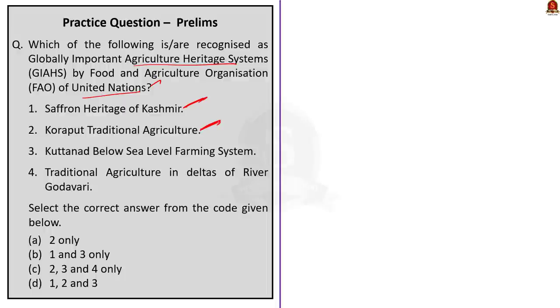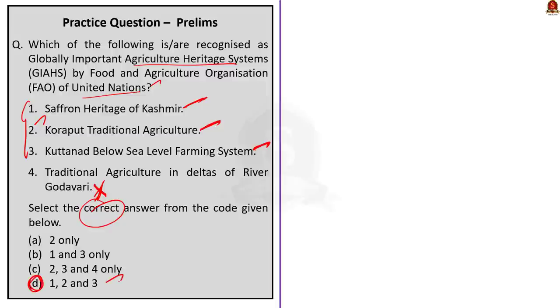Now coming to the third statement, Kuttanad below sea level farming system. See, as we saw in the discussion, it is also included in GIAHS. So third statement is also correct. Now coming to the fourth statement, traditional agriculture in deltas of river Godavari. See, this agriculture system is not yet included in GIAHS. Only the first 3 are included in GIAHS. So here the question is asking for correct statements. So the answer for the question is option D, 1, 2 and 3 only.